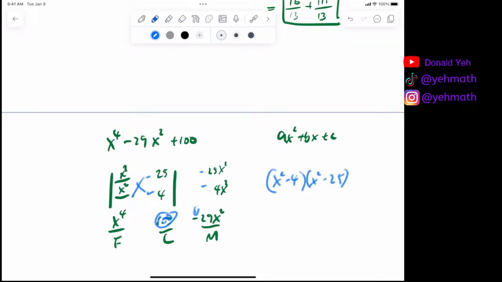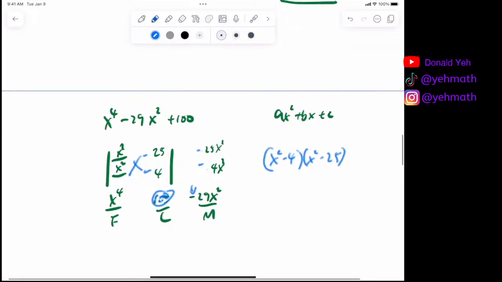Now, it's not done yet. How many of you got here and stopped? You stopped? Now, Jay, do you see anything more after this? You can see a difference of squares.